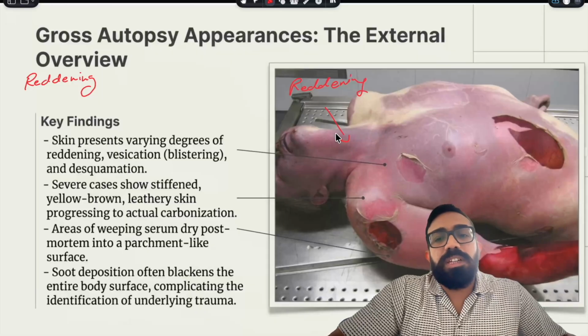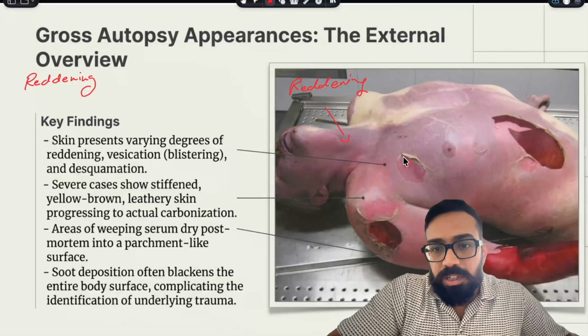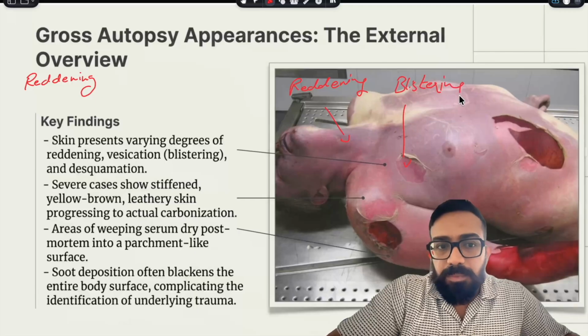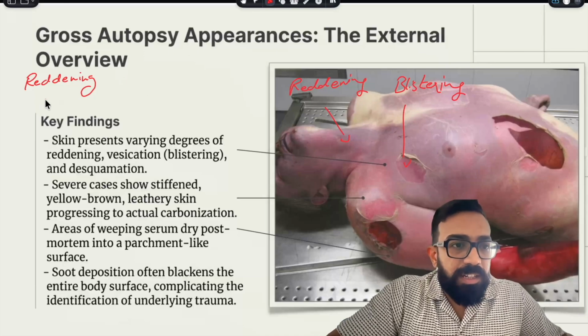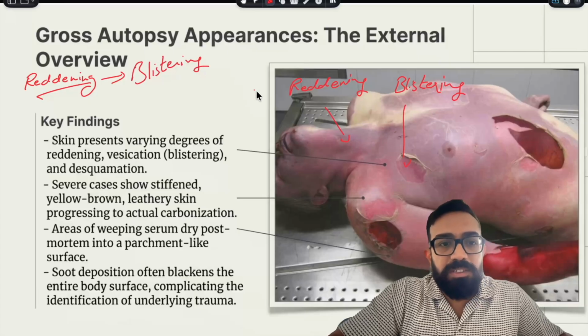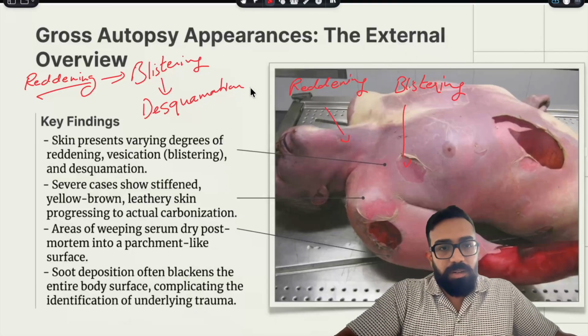If the damage is more, there is blister formation. These are the burst blisters, blisters which have burst. So the mildest version is reddening. More severe than reddening is blistering. Then if you go more severe, comes desquamation, which is removal of the epidermis from the dermis.